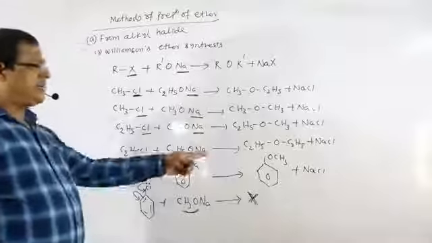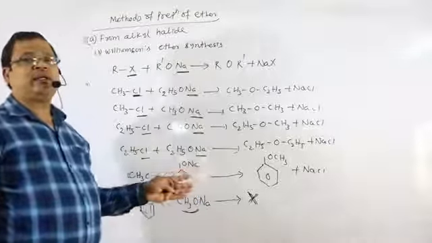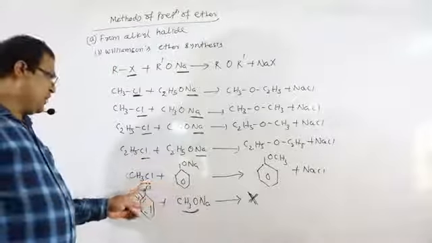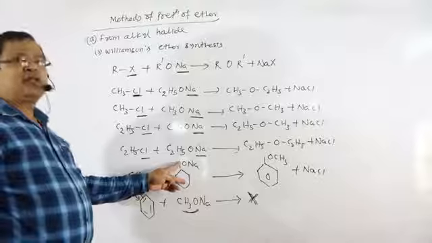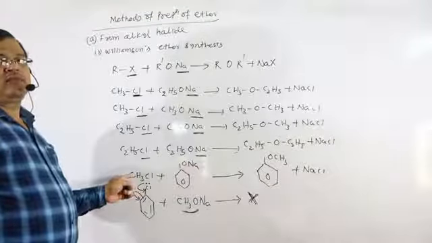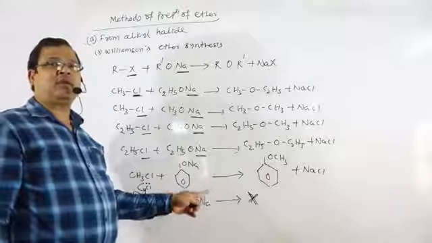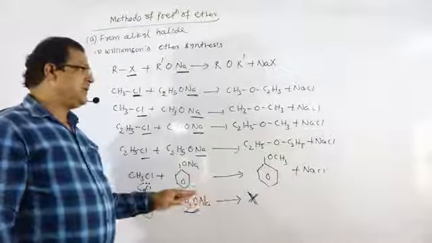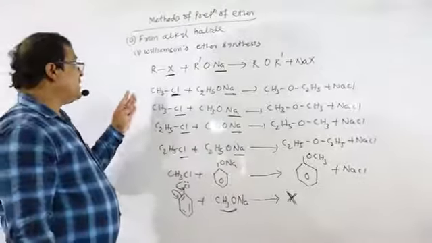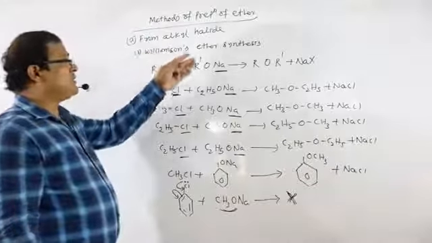So whenever we prepare aromatic ethers by Williamson's ether synthesis, we have to take the sodium salt of the phenol, that is sodium phenate, and the alkyl halide. Aryl halide cannot produce aromatic ether. So this is regarding the methods of preparation of ether from alkyl halides by Williamson's ether synthesis.